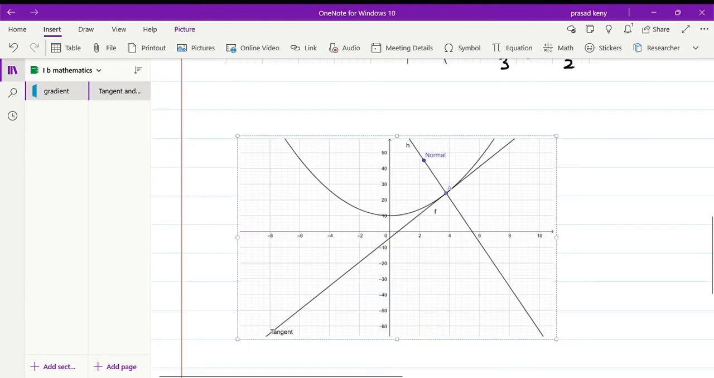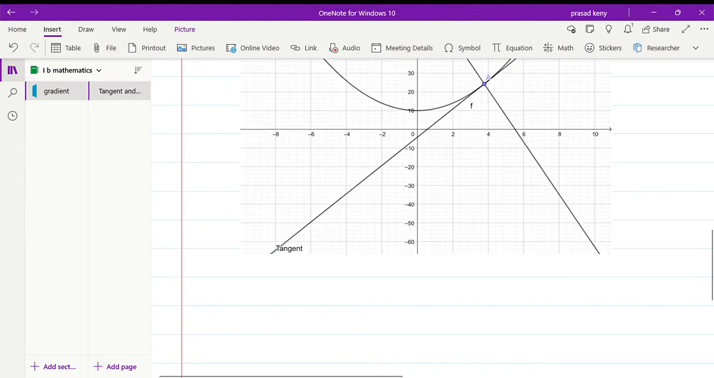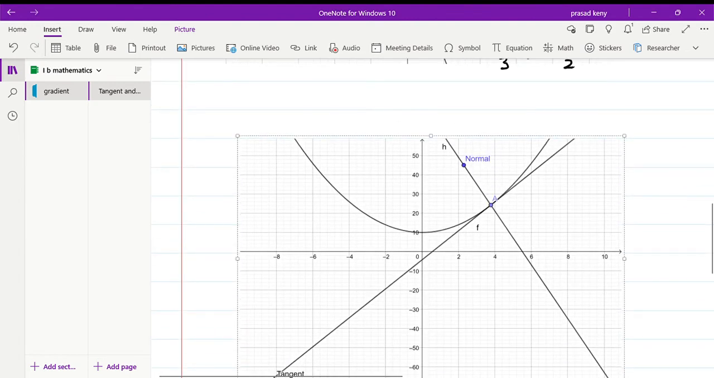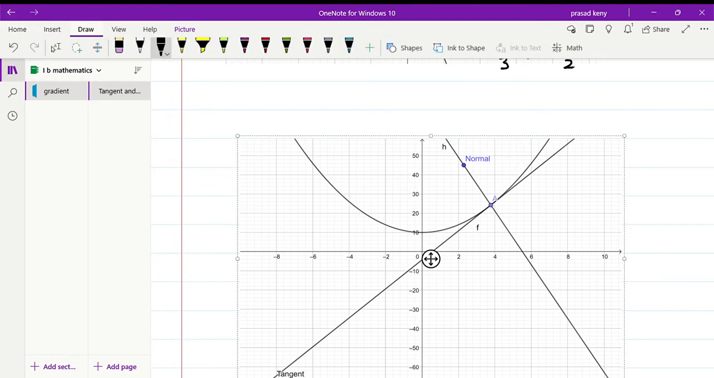So as you can see here, again this is the curve with the equation y is equal to x square plus 5. Now to this curve, a tangent is drawn at point A. The coordinates of point A are 2, 9.